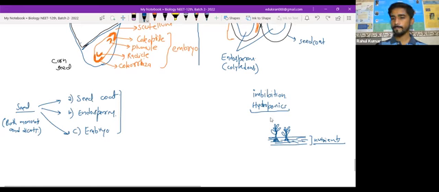But we need water or moisture for that. So, have you written it down? Let's come to the first point. Write down seed coat. Let's write something important about seed coat.